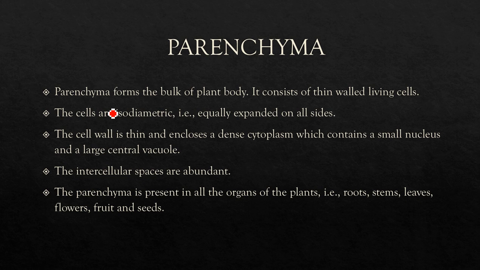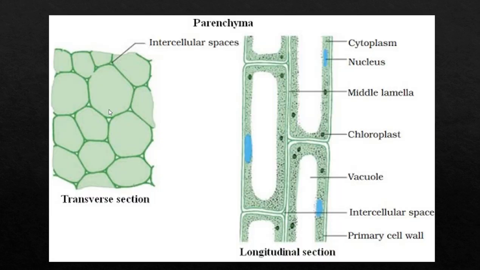Okay, the cell wall is thin and they enclose very dense cytoplasm with a small nucleus, and they have a vacuole. The intercellular spaces are abundant, and parenchyma is present in all the organs of the plant, whether it is root, stem, leaves, flower, fruit, seeds. Yes, this is the structure of the parenchyma.